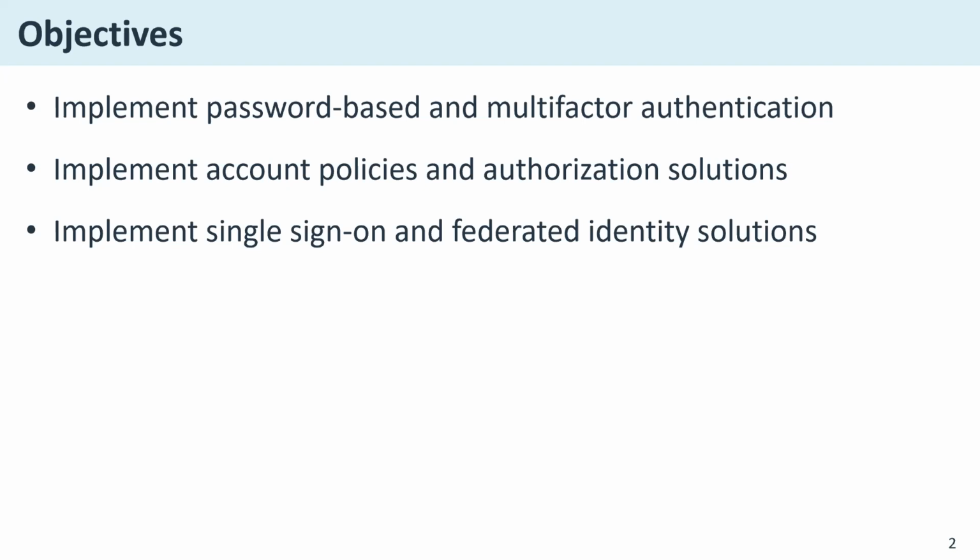So the objectives we're going to be looking at are to implement password-based and multi-factor authentication. Here we're looking at not just having a password-based system with a username and password. We want to go a step further, not just having a password, but having 2, 3, 4, 5 other ways to authenticate, to be double sure that somebody is who he or she says they are. Then we want to implement account policies and also authorization solutions. And we'll talk about single sign-on and federated identity solutions.